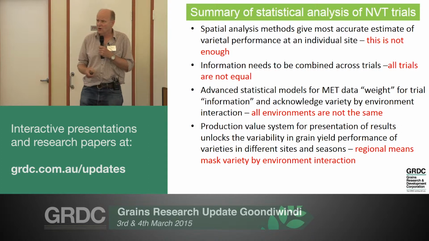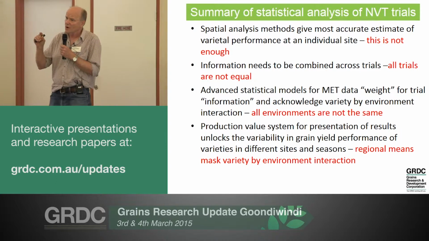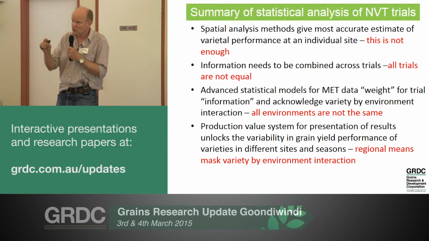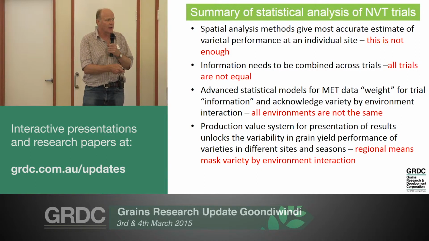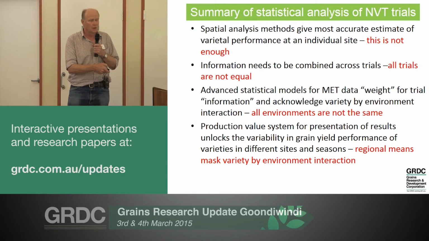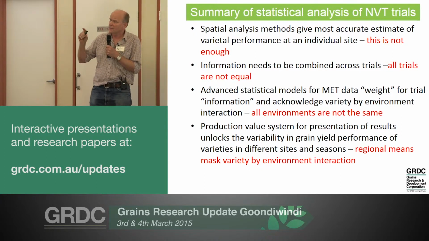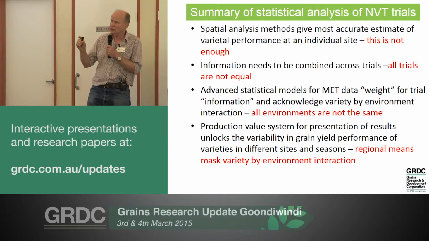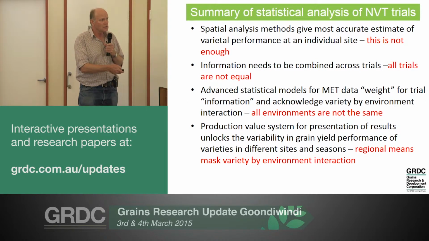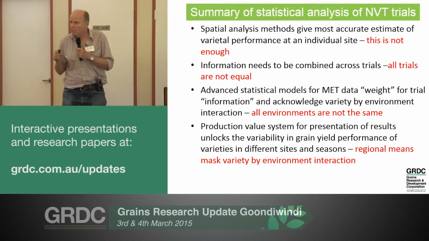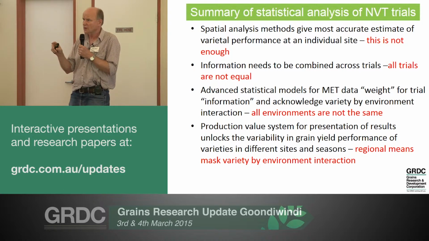And then all environments, and this is biometrics speak for all variety by trial estimates, are not the same. So what is happening is we now have a production value, which is essentially a modified mean, and it is weighted by the error and by the genetic correlation between trials. So what we are saying essentially is, by all means look at the regional means, but you can get a lot better information by looking at the across-sites estimates for individual locations.